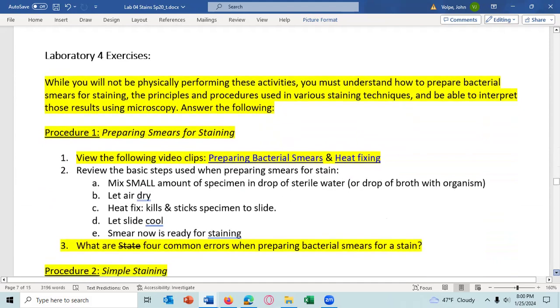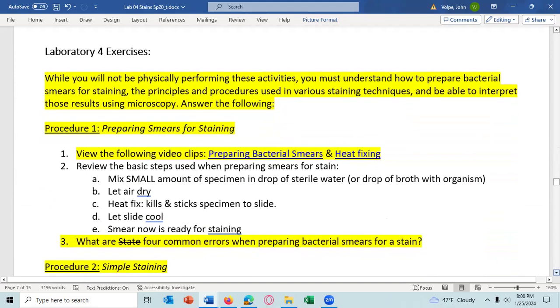So now let's talk about the laboratory exercise. You're not going to be physically performing any of these activities, but you must understand how to prepare a bacterial smear. You must be able to understand how to stain that smear. And you must be familiar with the principles and procedures used in the various staining techniques. And then lastly, you must be able to interpret these results when using a microscope.